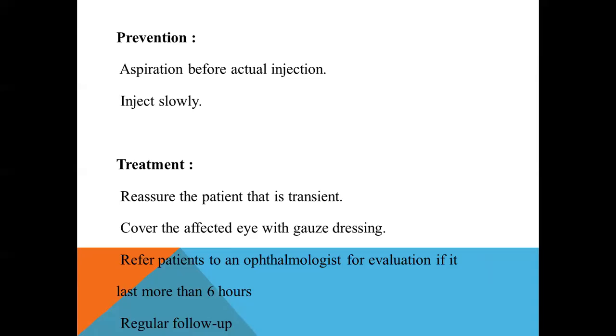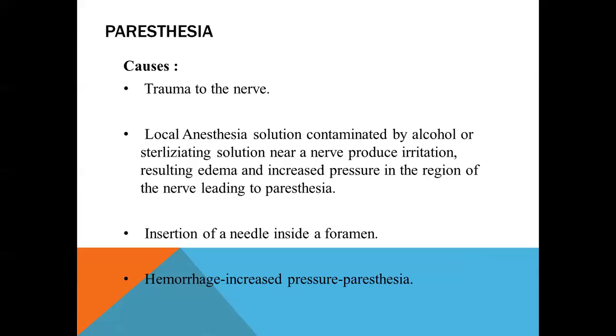Treatment: reassure the patient that it is transient. Cover the affected eye with a gauze dressing. Refer the patient to the ophthalmologist for evaluation if it lasts more than 6 hours. If the symptoms last for more than 6 hours, otherwise it is usually transient. Transient is nothing but temporary, so it will subside on its own within a few hours. If it persists more than 6 hours, simply refer the patient to the ophthalmologist and follow up the patient.